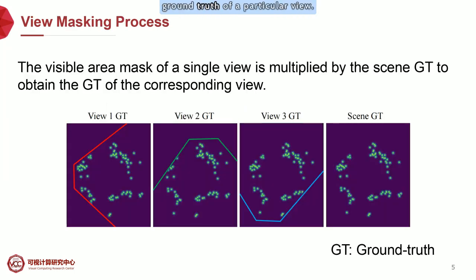To obtain the ground truth, GT, of a particular view, the visible area mask of that view is multiplied by the scene GT. The City Street dataset is used as an example in the figure below, which displays the GT of 3 views in the scene GT.